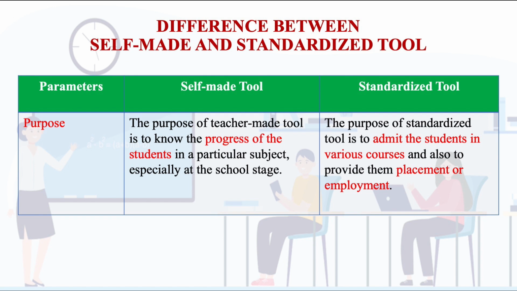The first parameter is purpose. So far as purpose is concerned, the purpose of a self-made tool, or teacher-made tool, is to know the progress of the students in a particular subject, especially at the school stage. Whereas the purpose of a standardized tool is to admit the students in various courses and also to provide them placement or employment.